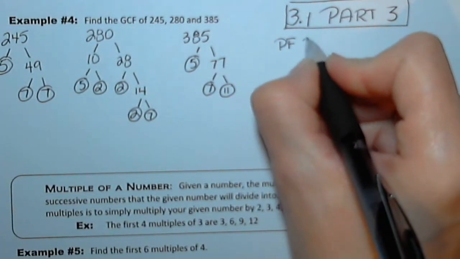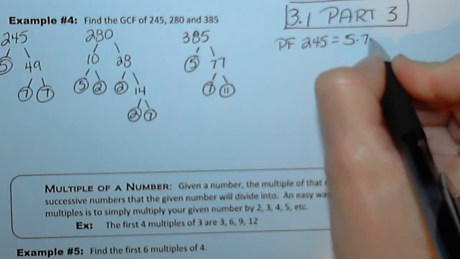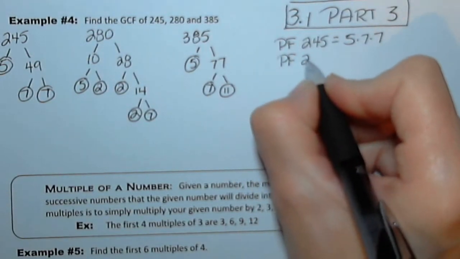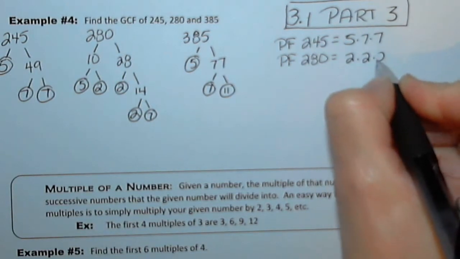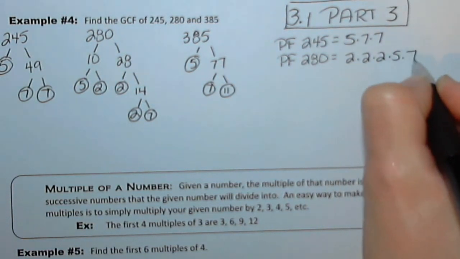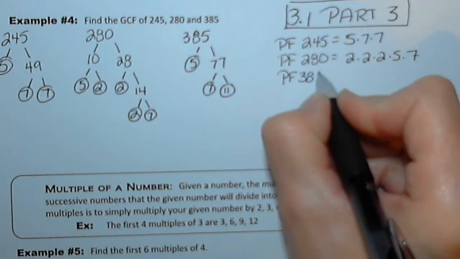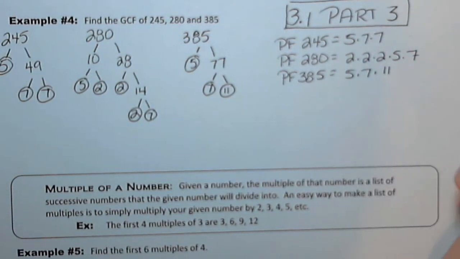Our prime factorization of 245 is 5 times 7 times 7. Our prime factorization for 280 is 2 times 2 times 2 times 5 times 7. And our prime factorization for 385 is 5 times 7 times 11.